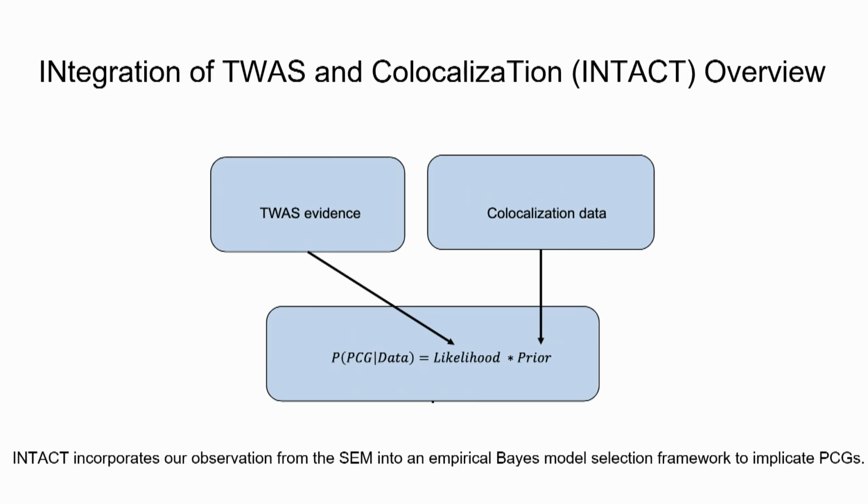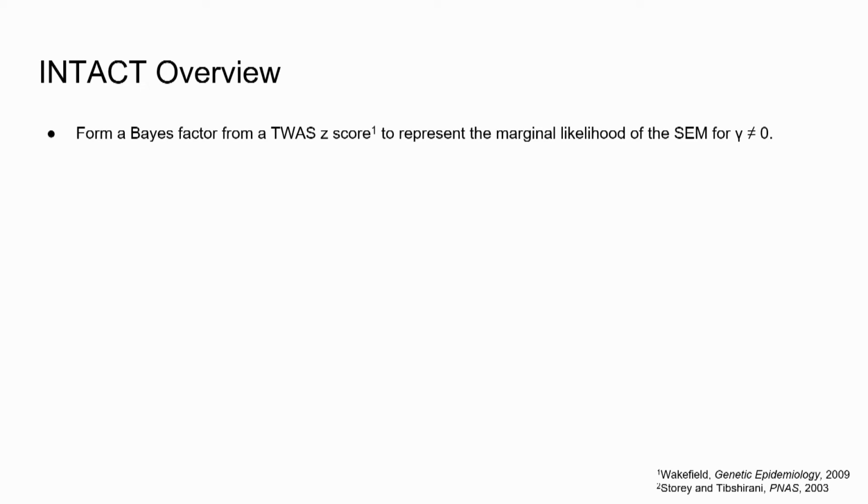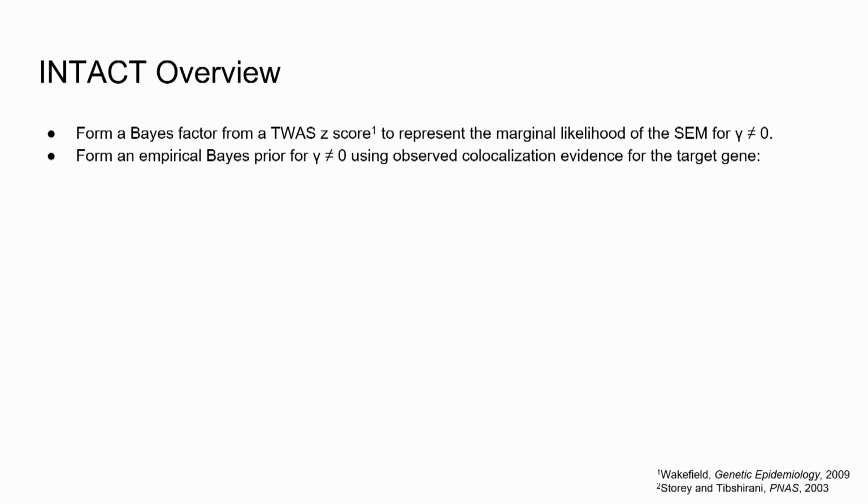So our method, which we're going to call integration of TWAS and co-localization, or INTACT, is going to incorporate that observation into an empirical Bayes framework to implicate PCGs. So a quick overview here. We're going to first form a Bayes factor from our TWAS z-score to represent marginal likelihood. Then we're going to form an empirical Bayes prior using our co-localization evidence.